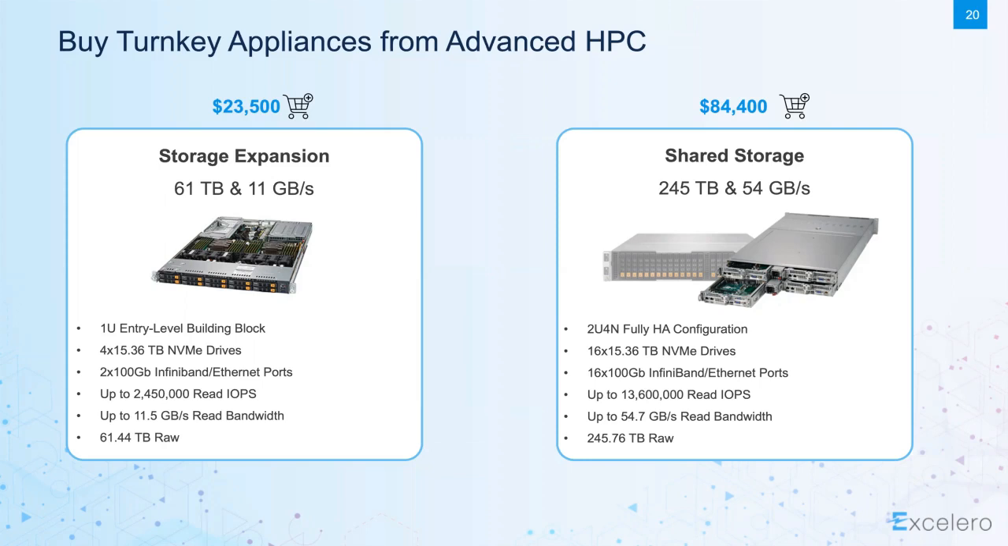And then over on the right, this is the 2U quad node. This is what we've done at quite a few of our customer sites, actually. This is an all-in-one solution, so this can sit at the top of the rack and feed down to all your storage. And this is fully HA, 245 terabytes of NVMe. So a much bigger solution, still at less than $100,000.